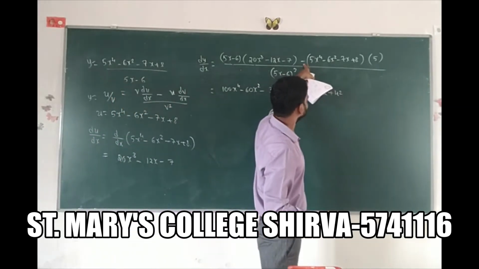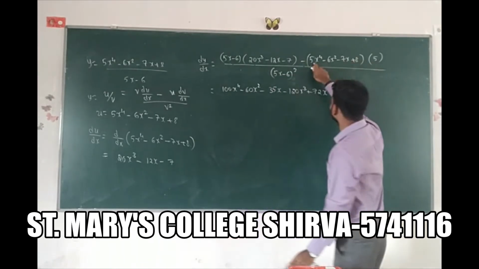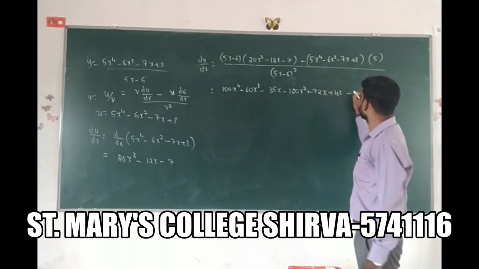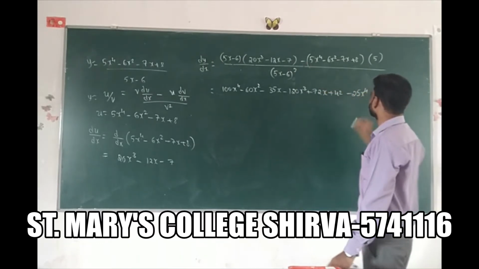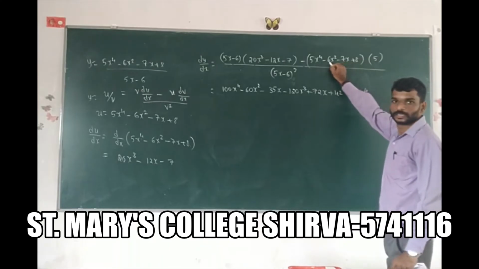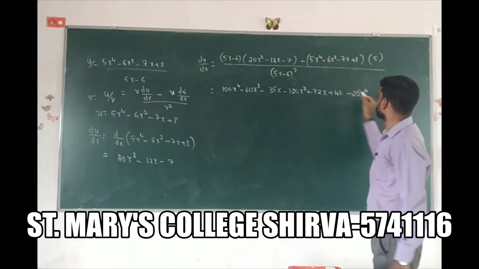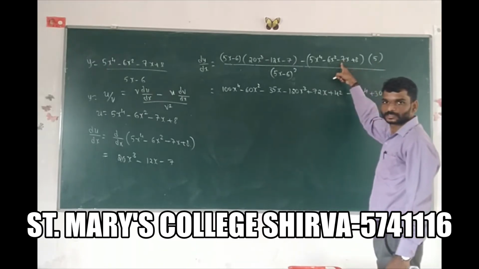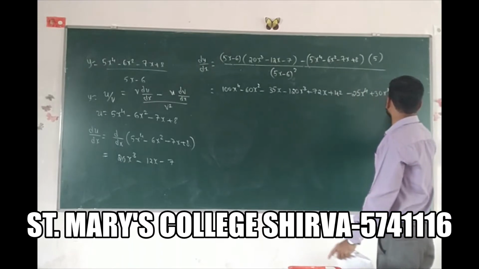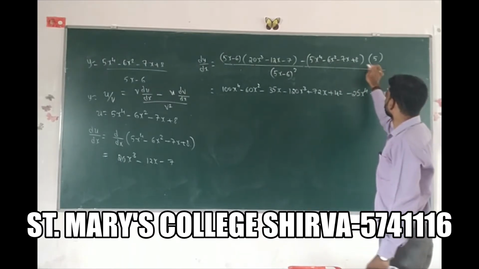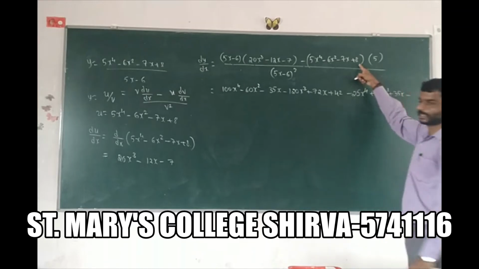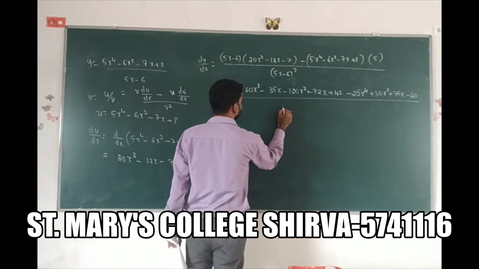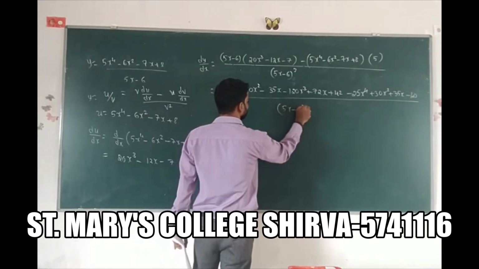Now we will multiply the minus sign also together. So 5 into 5x power 4 with the minus sign is minus 25x power 4. 5 into minus 6x square is minus 30x square, with the minus sign it becomes plus 30x square. Then 5 into minus 7x is minus 35x, so plus 35x. 5 into 8 is 40, with the minus sign minus 40, divided by 5x minus 6 whole square.